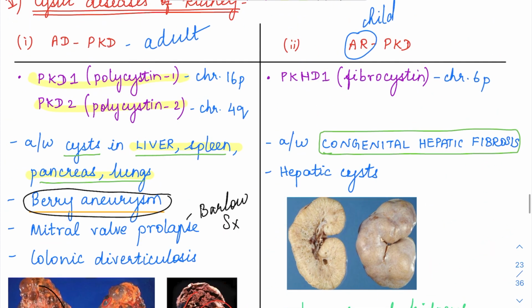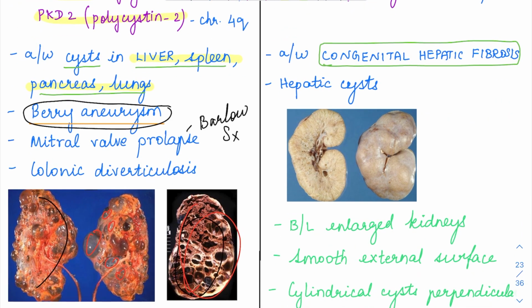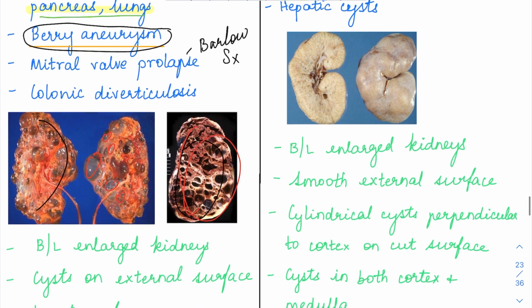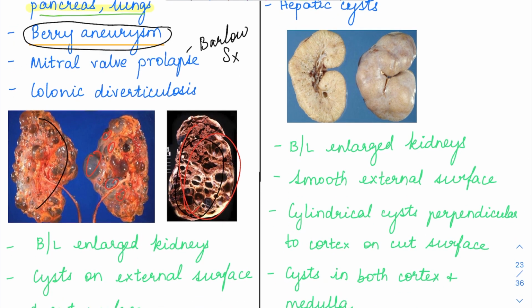So in autosomal recessive polycystic kidney disease, again, it is going to present in a child, and the mutation here will be that of the fibrocystin protein. The gene encoding fibrocystin will be PKHD. So there is an H extra in this, okay, PKHD1 mutation. And here the very classical feature you see other than the renal cysts will be congenital hepatic fibrosis. So autosomal recessive PKD will be associated with congenital hepatic fibrosis. And you can also have hepatic cysts.